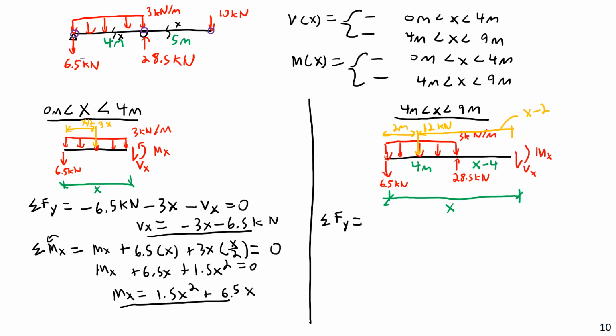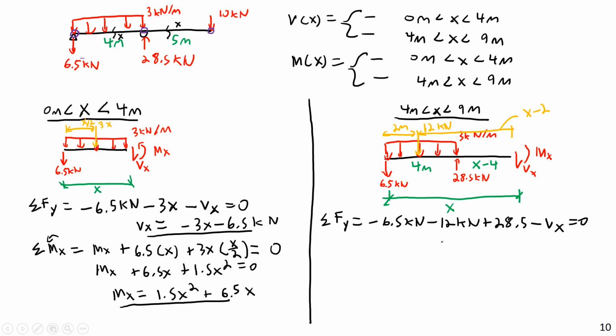So if I sum forces in the vertical direction, I will have negative 6.5 kilonewtons. Let me just go from left to right. Negative 6.5 kilonewtons minus 12 kilonewtons. So that's negative 6.5, the reaction on the left, minus 12, the equivalent point load of the distributed load. Then plus 28.5, and then I would just have minus Vx. And all of that is equal to 0.